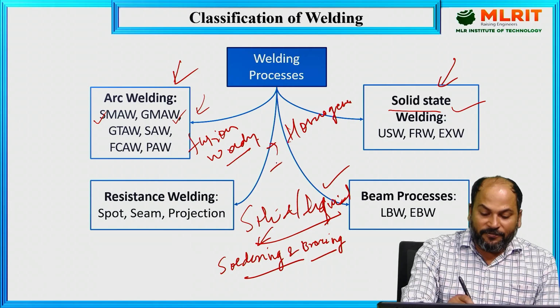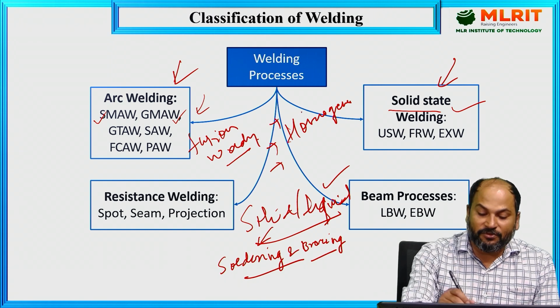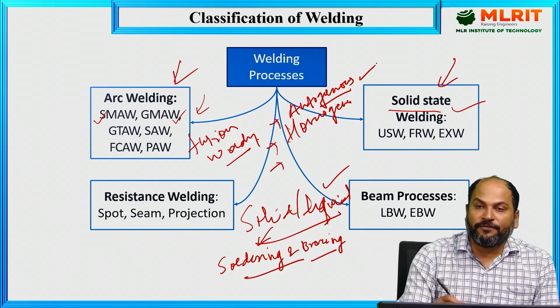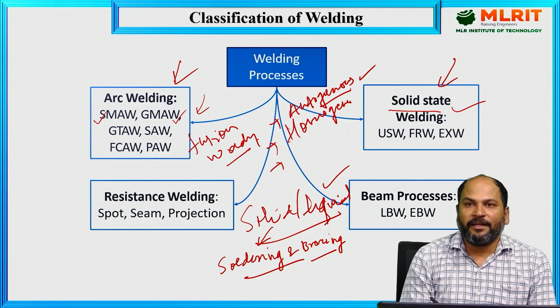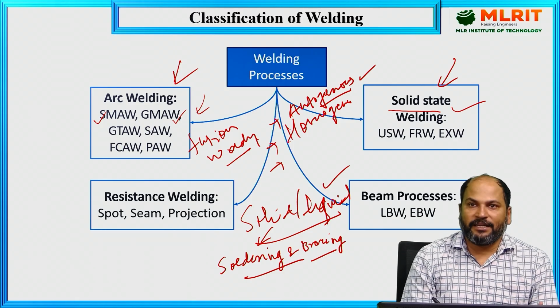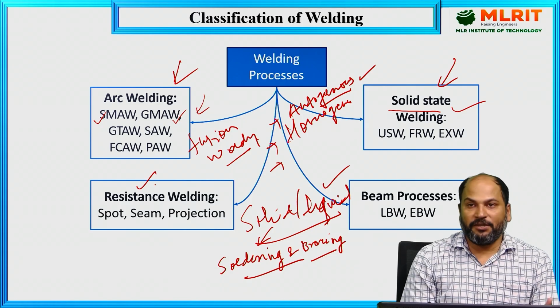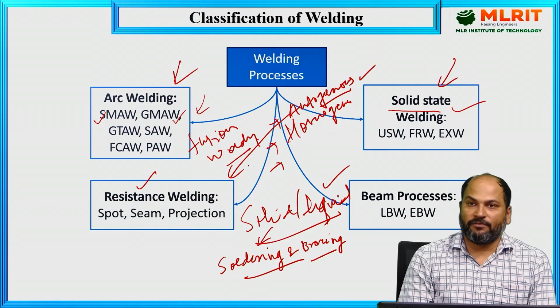Another one, if filler we are not using, then it is known as autogeneous. Autogeneous means filler is not being used during the welding. Many processes are there. For example, suppose we are doing spot welding. It comes under the category of resistance welding. There will be no filler used. So this kind of process will be known as autogeneous welding process.